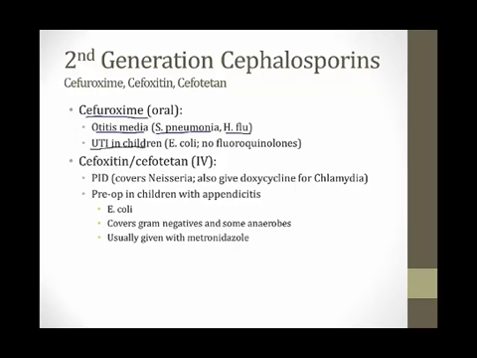In urinary tract infections, you want to cover E. coli, but in children, fluoroquinolones cannot be used. Cefoxitin and cefotetan are IV drugs. They are sometimes used in pelvic inflammatory disease because they cover Neisseria. They're usually given together with doxycycline to cover chlamydia. They're also sometimes used in children who have appendicitis prior to surgery.